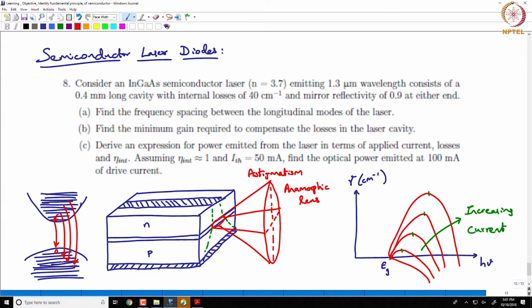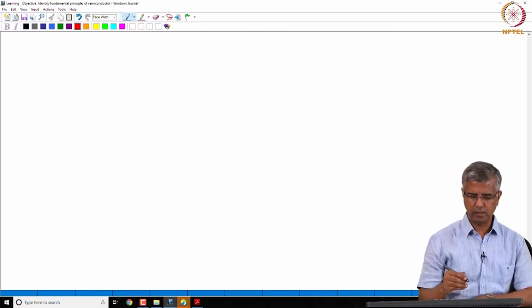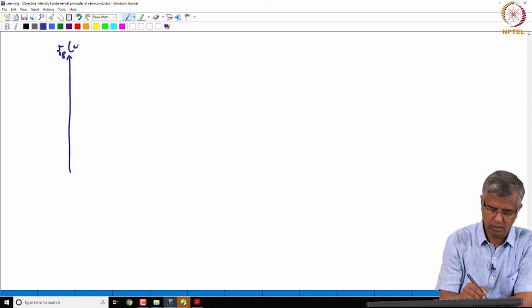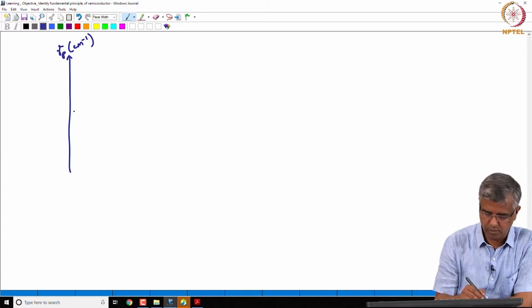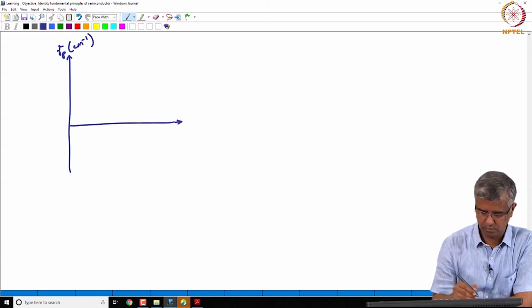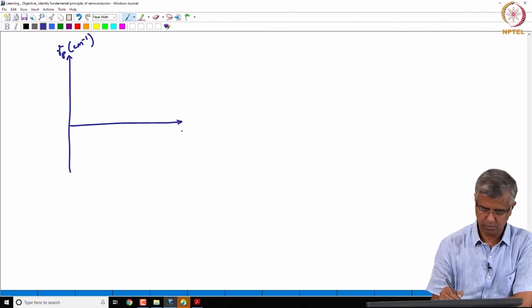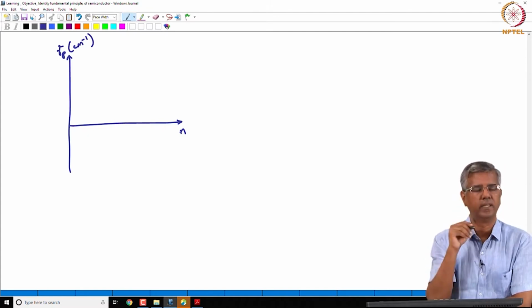Okay. So, now let us track here the peak gain in inverse centimeter as a function of the electron density. There is a question there.